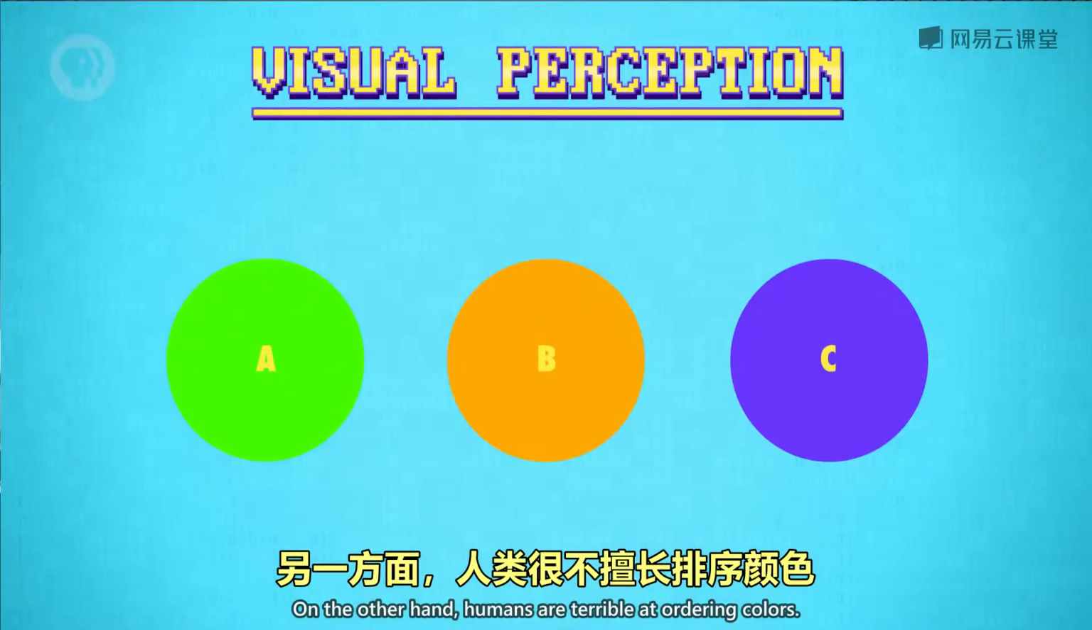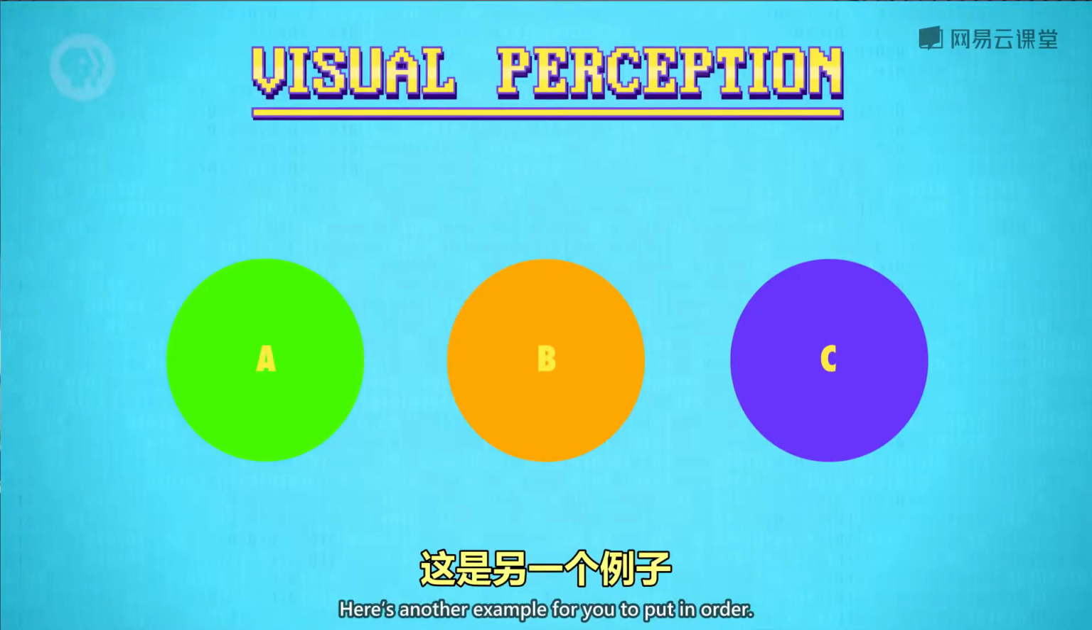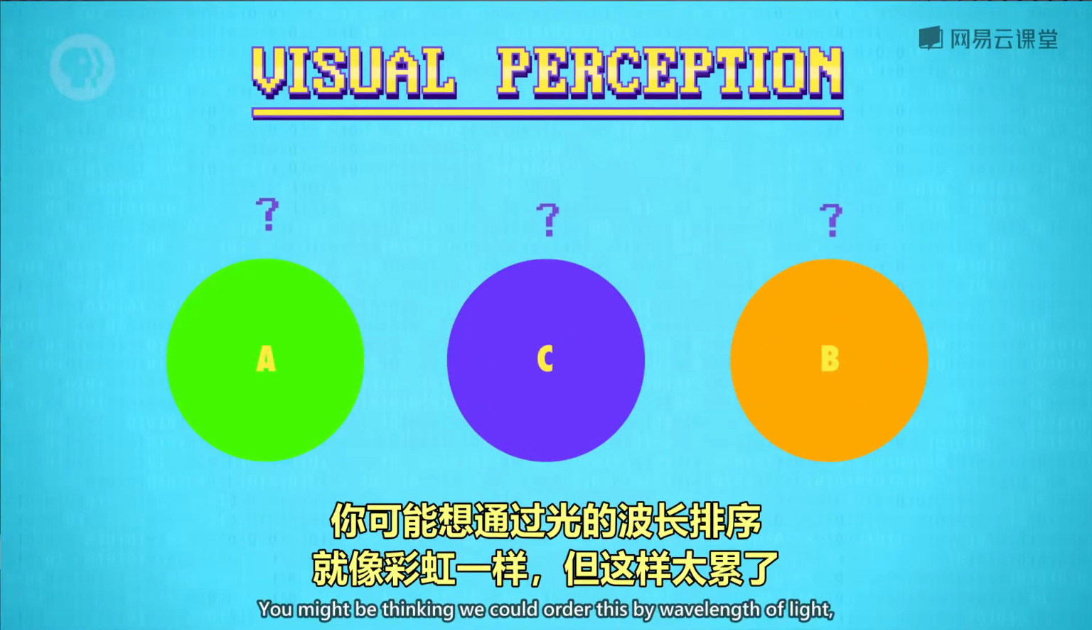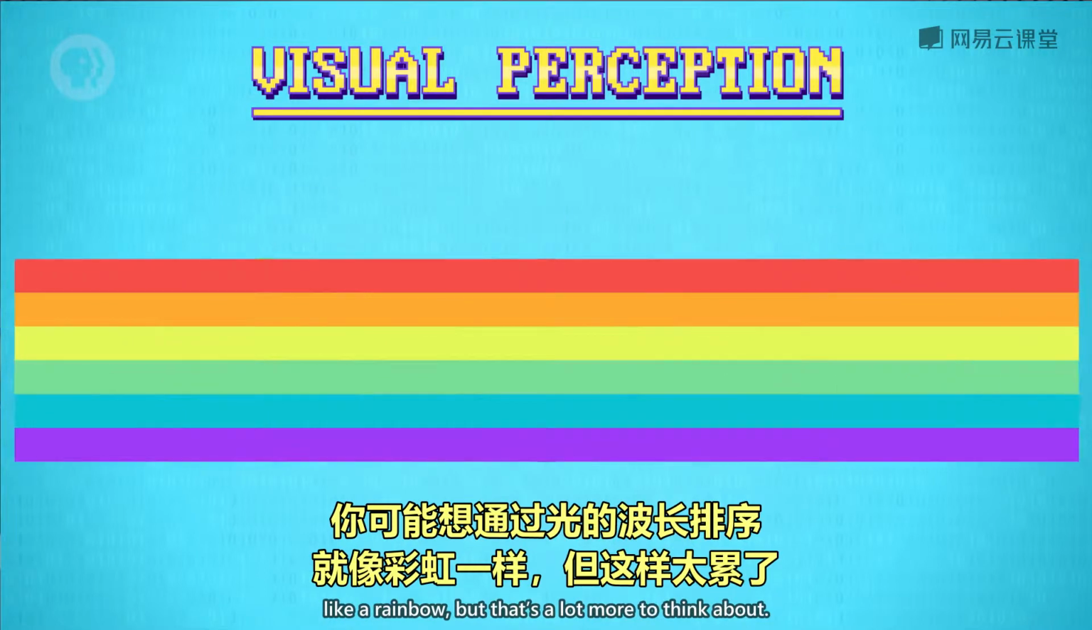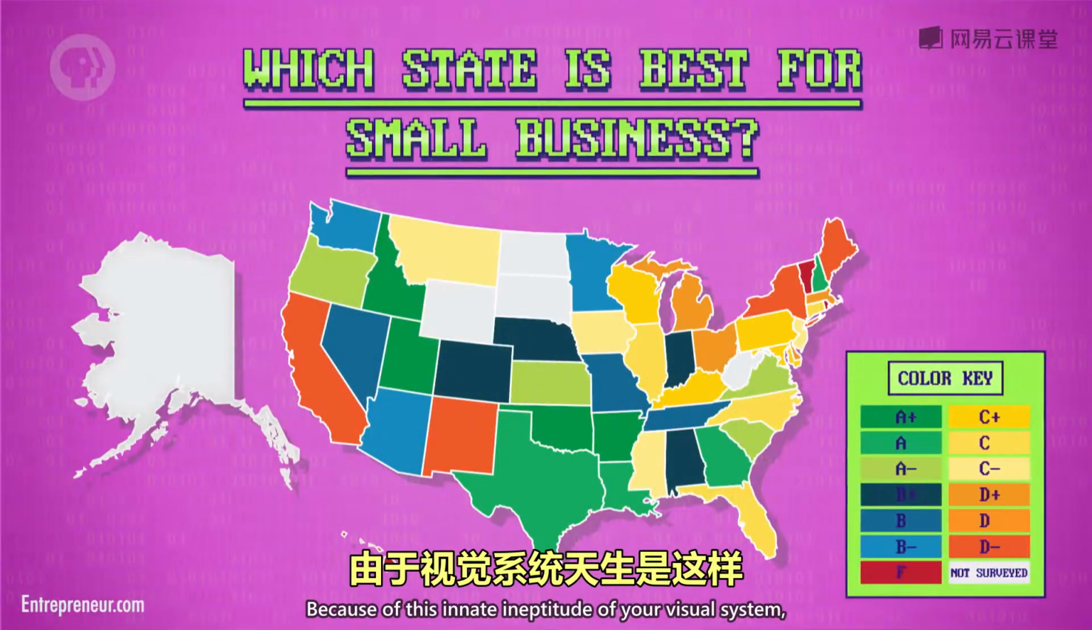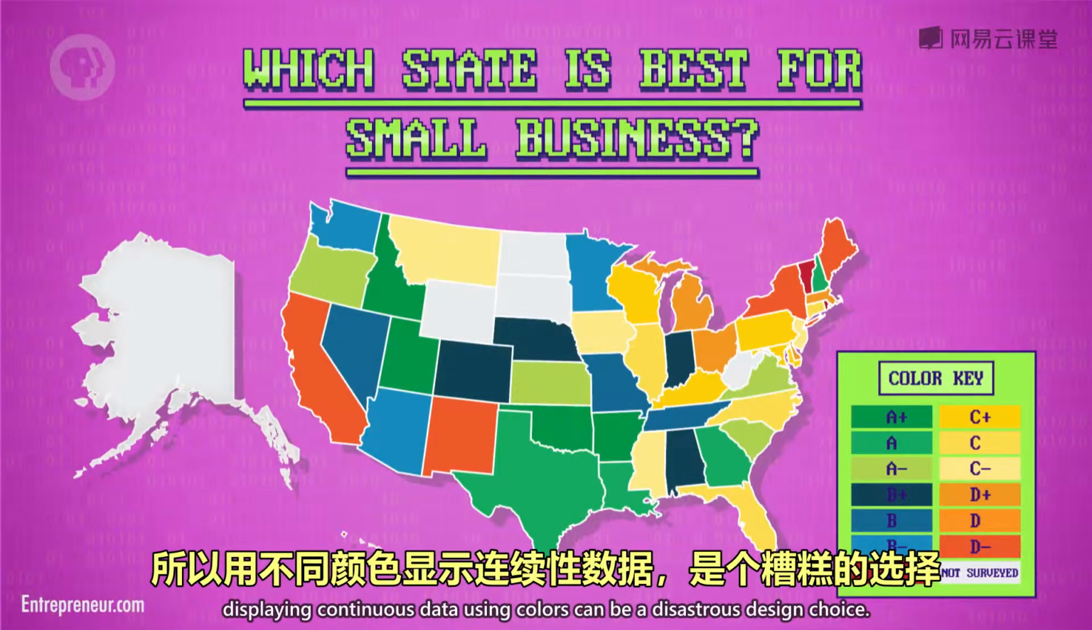On the other hand, humans are terrible at ordering colours. Here's another example for you to put in order. Is orange before blue or after blue? Where does green go? You might be thinking we could order this by wavelength of light, like a rainbow, but that's a lot more to think about. Most people are going to be much slower and error-prone at ordering. Because of this innate ineptitude of your visual system, displaying continuous data using colours can be a disastrous design choice.